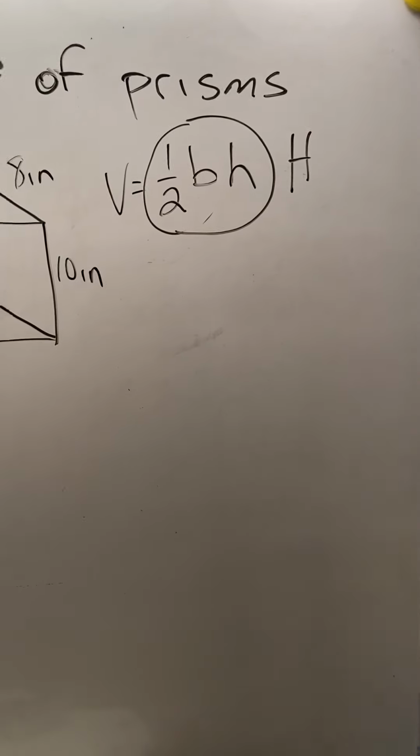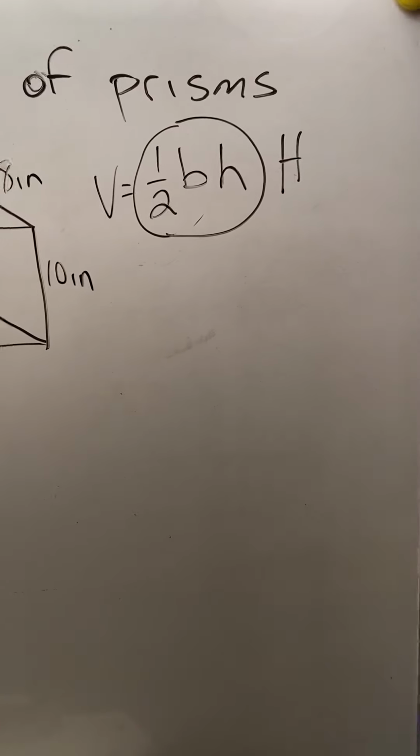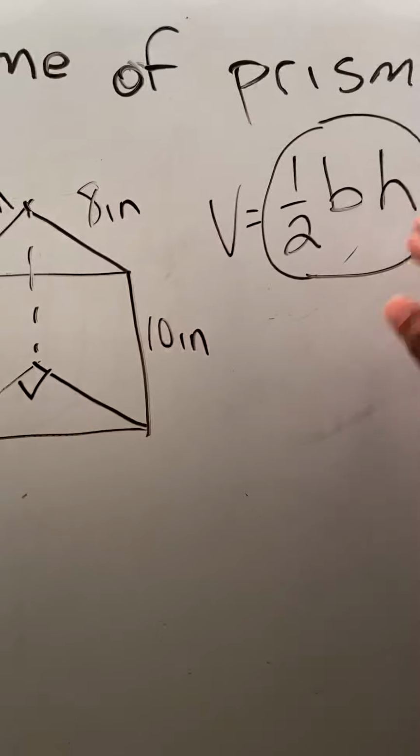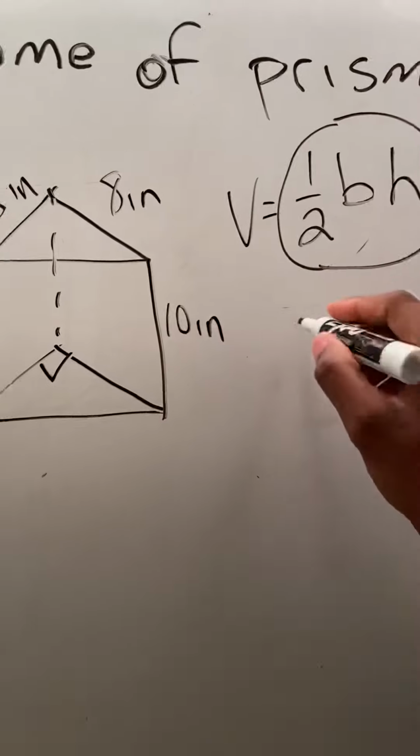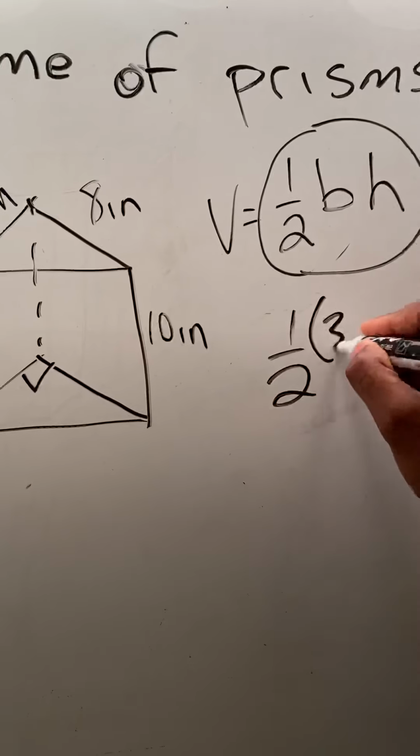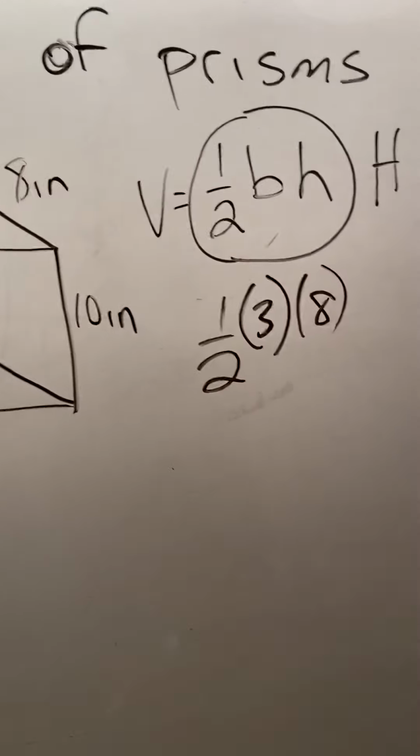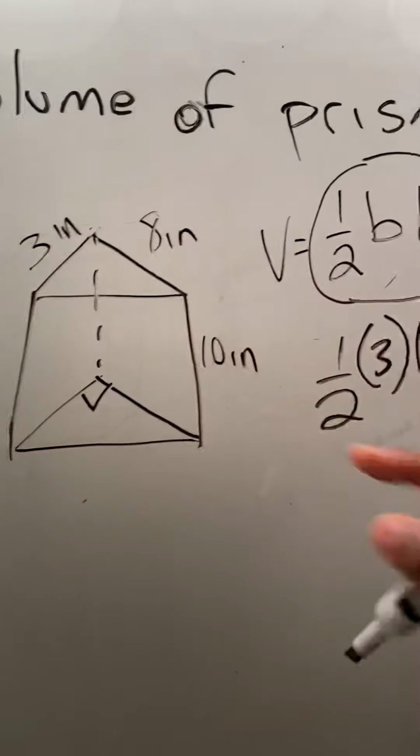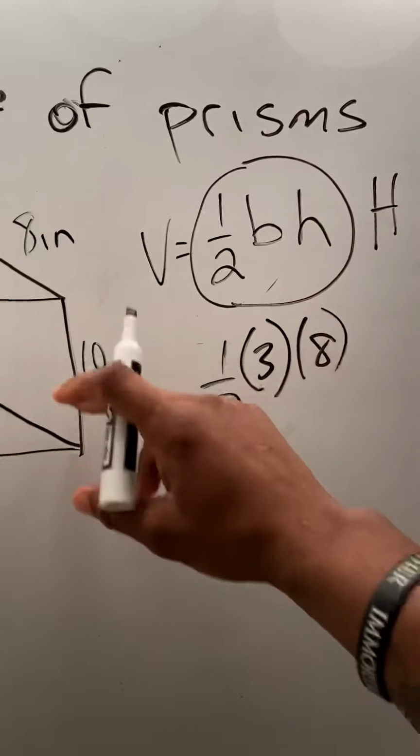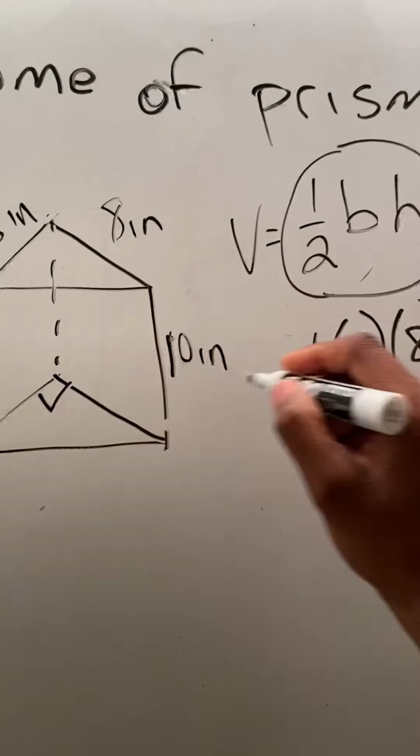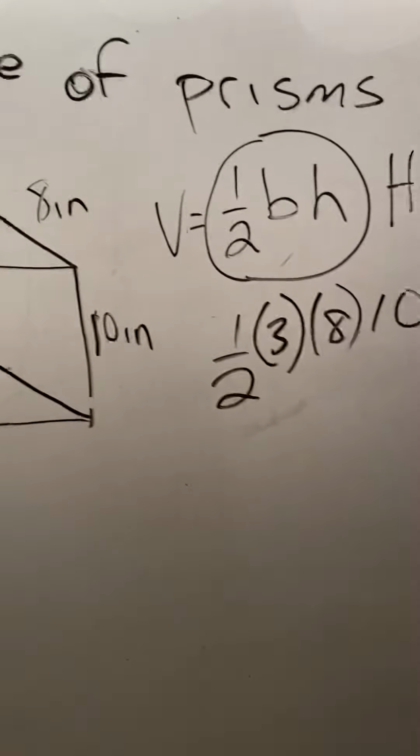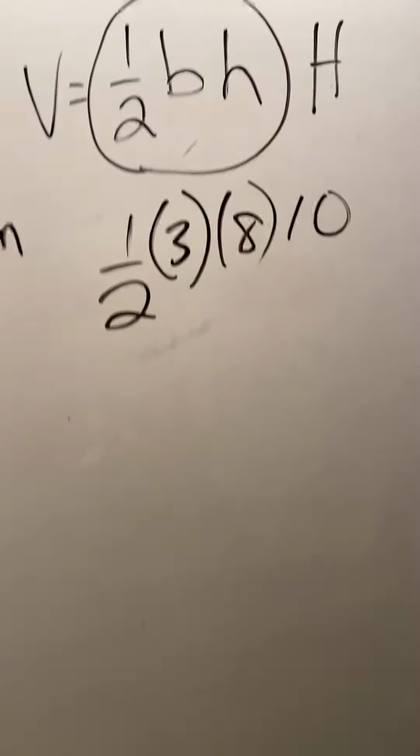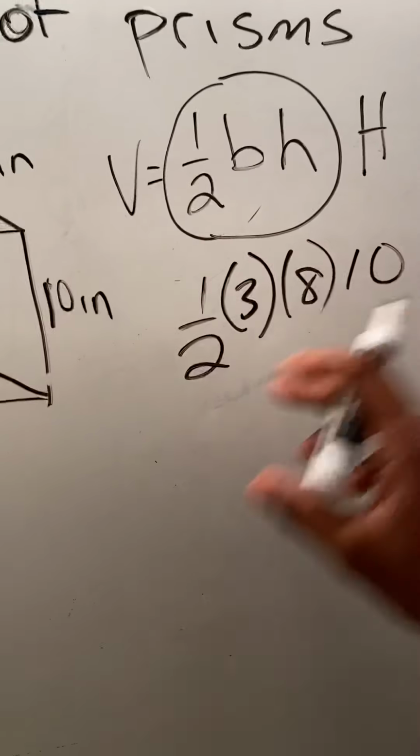Okay, because for a triangle, the area is 1/2 base times height. So in this prism, we take this part of the triangle, we plug our numbers in. 3, 8, because this is a triangle here, and this is the height of it. And then it had the height of the figure itself, which was 10. So you can take half of any number you want. It really doesn't matter. You can multiply them all together, then divide by 2.